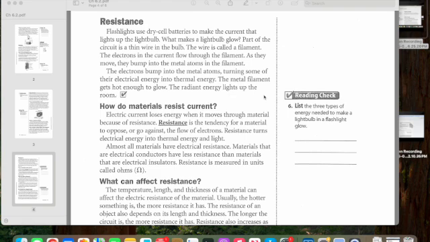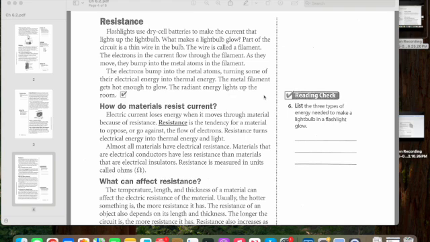Let's do, how do materials resist current? And then we'll answer question 6. Electric current loses energy when it moves through material because of resistance. Resistance, we'll highlight this in these next few sentences. Resistance is the tendency for a material to oppose or go against the flow of electrons. Resistance turns electrical energy into thermal energy and light. Almost all materials have electrical resistance.